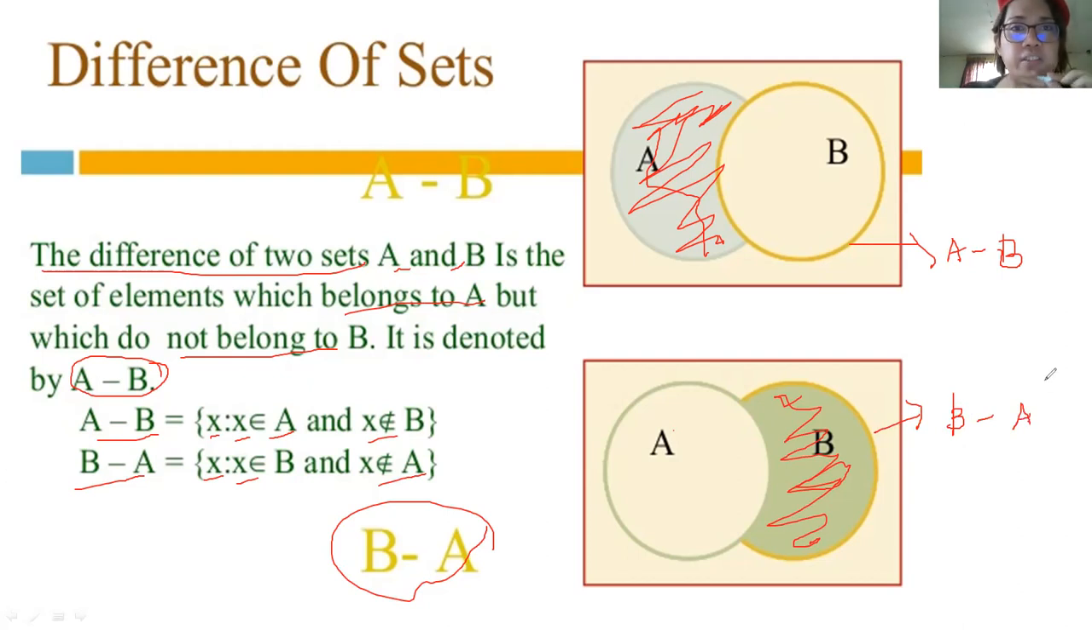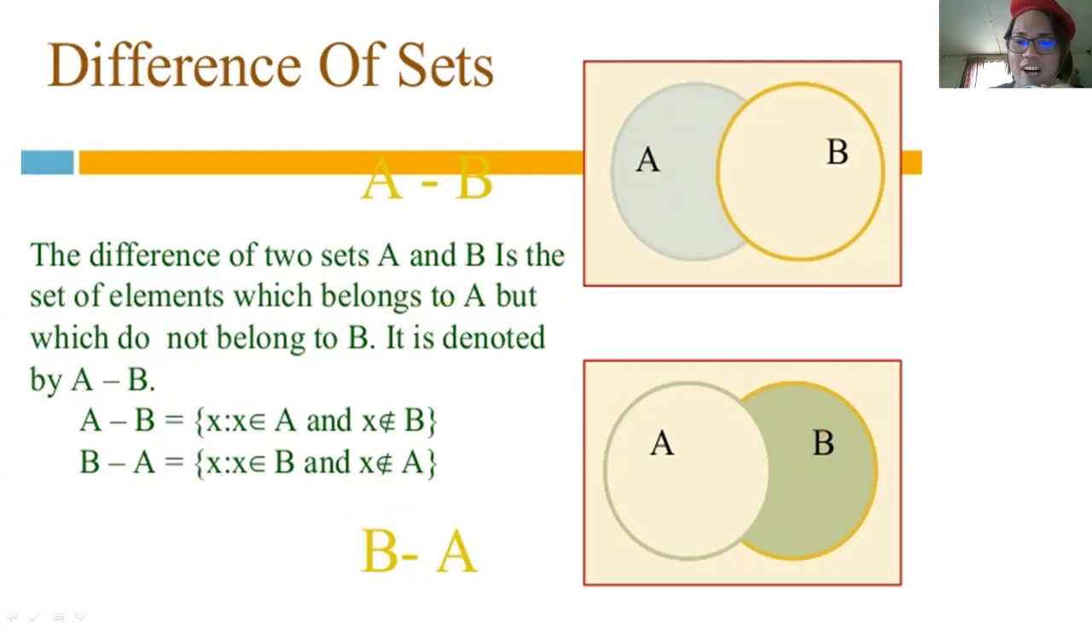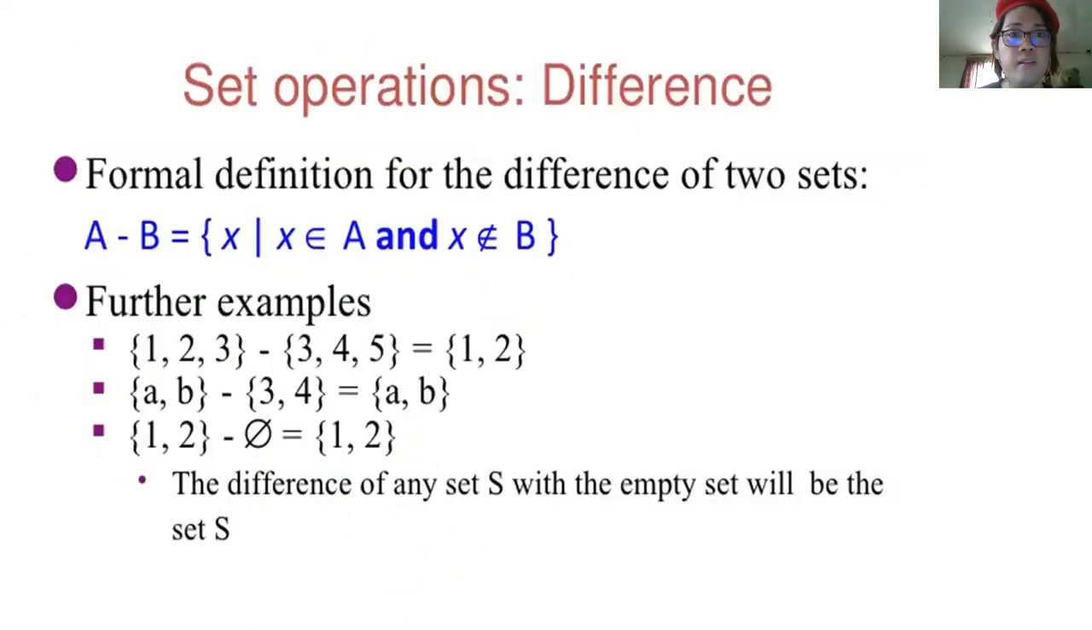So that's how we describe the difference of sets. Do not forget, A minus B means belongs to A but does not belong to B. B minus A means belongs to B but does not belong to A. So I hope you can manage. So that's the part on operations on sets, the difference.